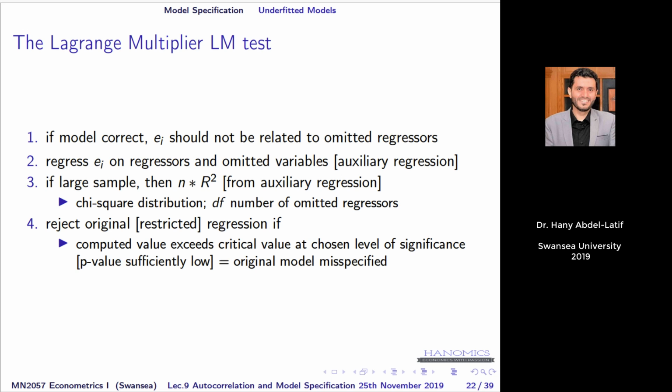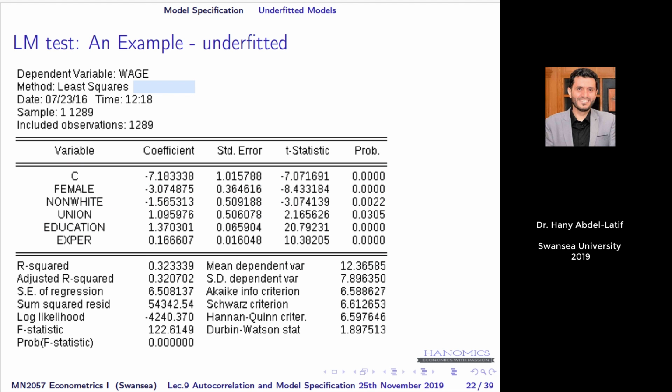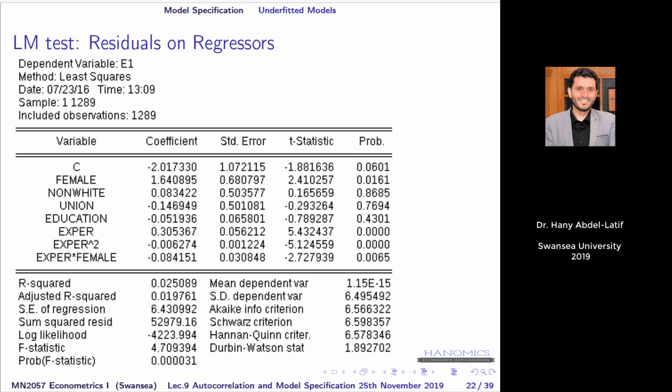Okay, so let's see how we can do this. So this is our original model. This is the restricted model. Again, I estimated this model. It's the same model, the same slide that I showed you before. Wage, again, is female, non-white, union, education, and experience. And we suspect that experience squared, for example, is an important variable that we should include, and also experience times female. So we have 2 variables that we're not sure about. We think this might be important to include, and we want to do this LM test for.